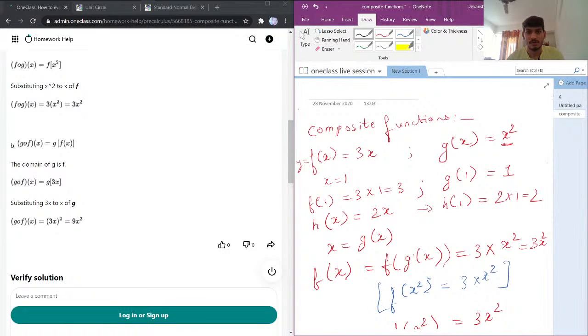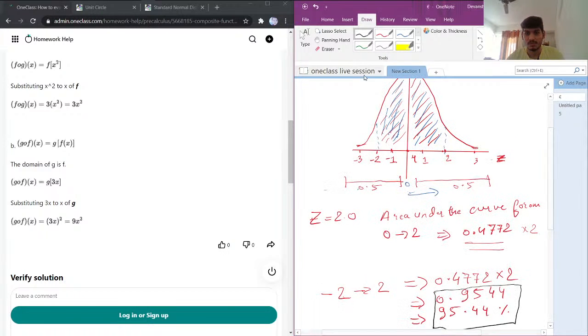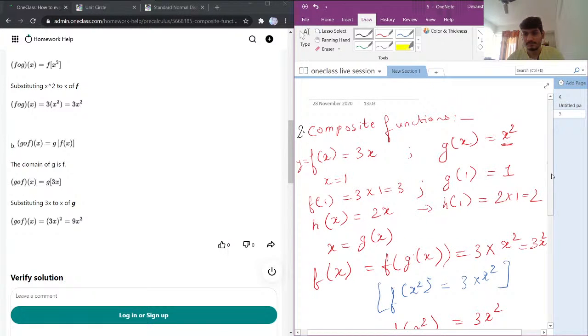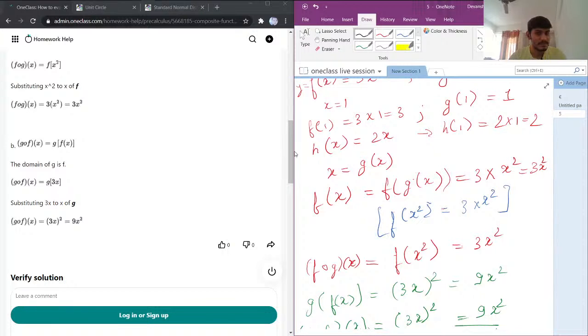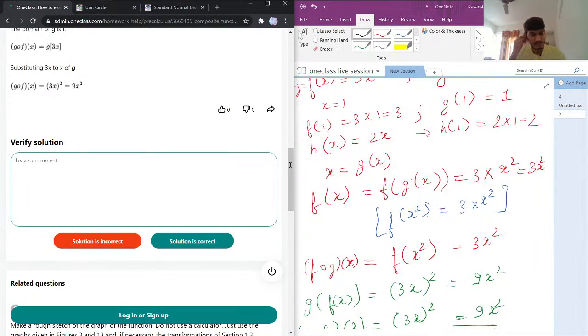I forgot to put the question number, so this is question number 2. This was question number 1. So the answer mentioned here is correct. I'll just write it as correct answer. Great job. Solution is correct.